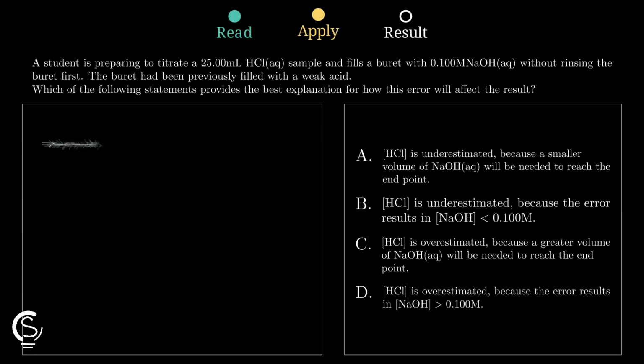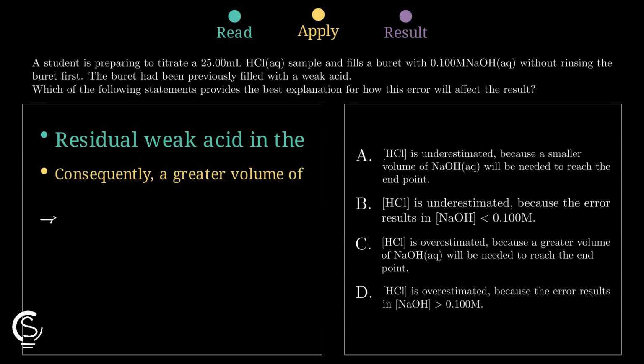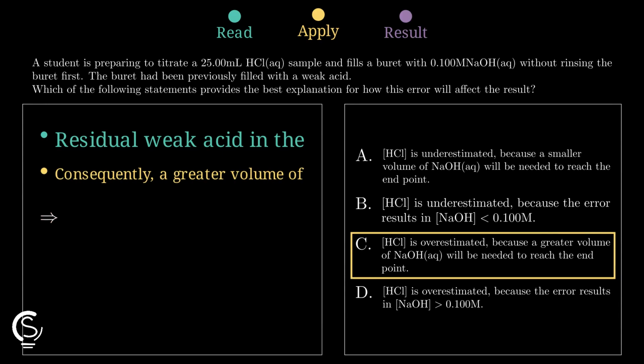Because that contaminated NaOH is effectively weaker, each milliliter neutralizes less HCl, which means you must dispense a greater volume before the endpoint is finally reached. Then, in the calculation, that larger NaOH volume makes the student think more HCl was present, so the hydrochloric acid concentration is overestimated.